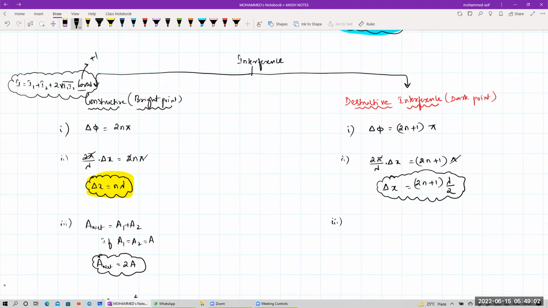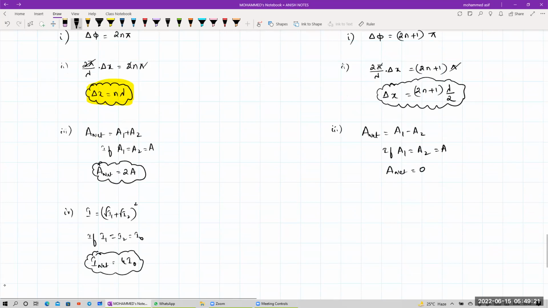In the same way, what will be your A net? If I keep the value cos 180, we get minus, so A net will become A1 minus A2. If A1 and A2 are equal to A, then A net will become 0. Yes, sir. In the same way, how did I get this A net, beta?